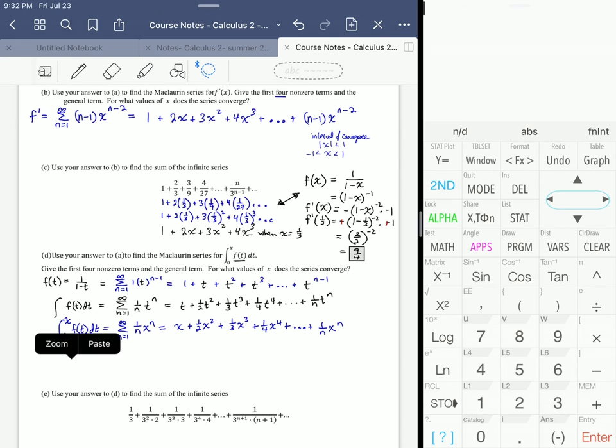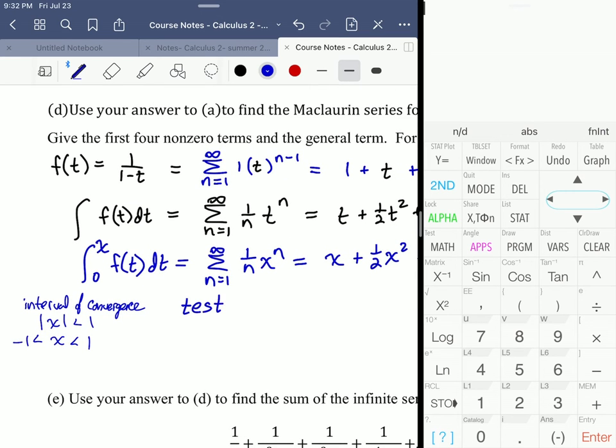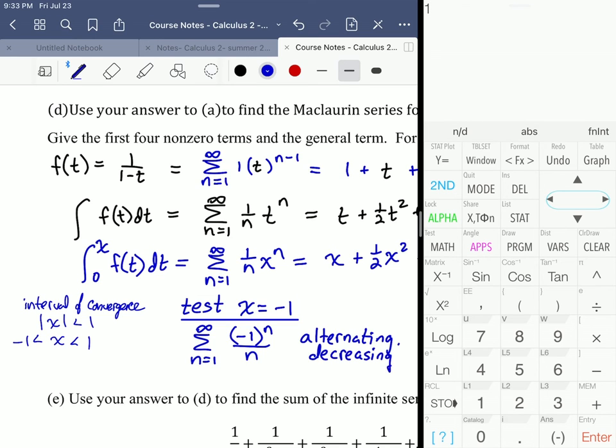previously was this, but now what I'm going to do is test x equals -1. All right, so that's going to be the sum from n equals 1 to infinity of, we're replacing the x with -1, so -1 to the nth over n. All right, so this is an alternating series. All right, it is decreasing. All right, we don't have to be explicit with that.